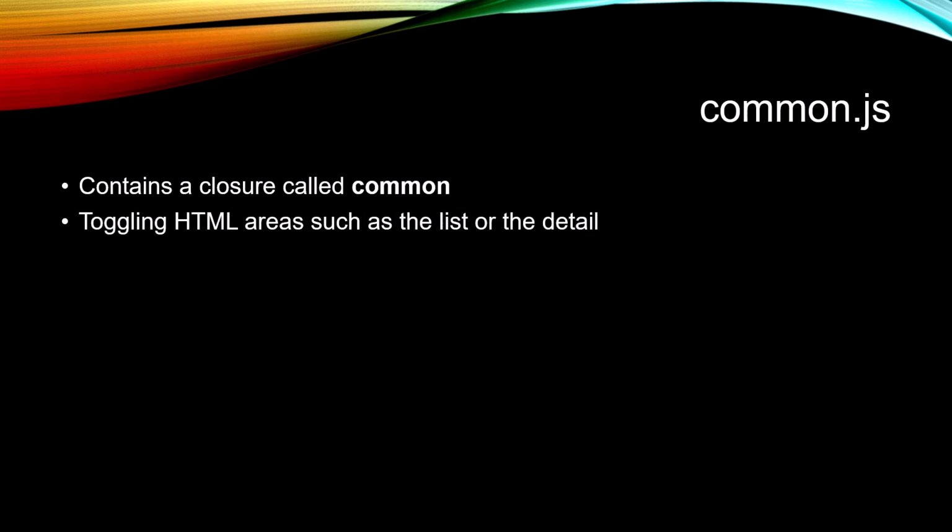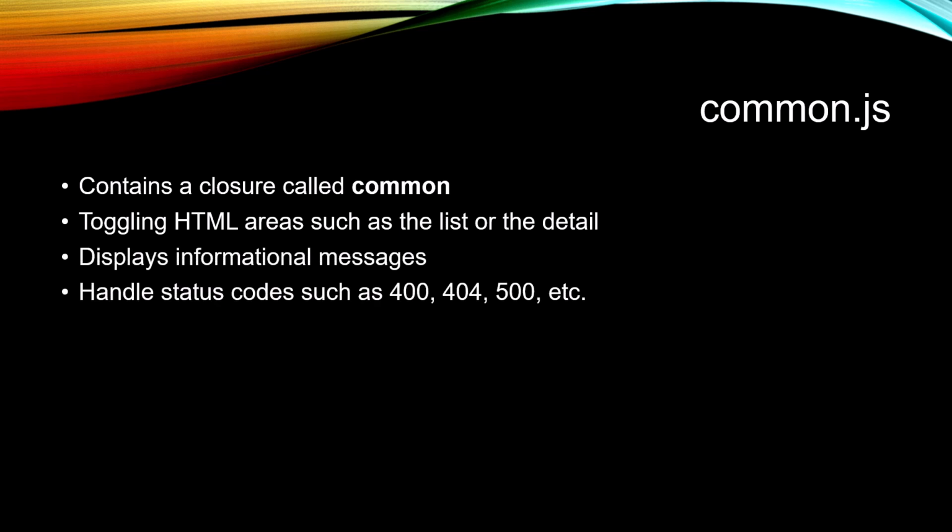Inside of the common.js, I have a closure called common. It's going to simply toggle the HTML areas such as the list or the detail, or it displays those informational messages. It handles status codes such as 400, 404, 500, things like that, and will display an appropriate error message. So the common has things that I could reuse over and over again from page to page, or even from application to application.